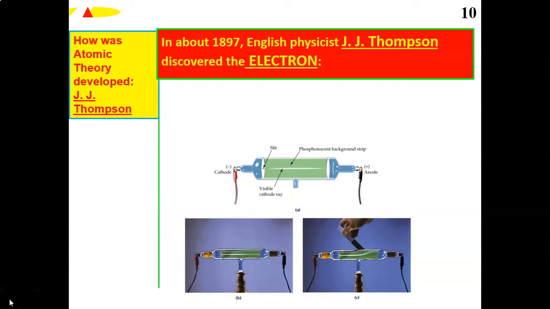All right, chemistry class, we're on to day 35. It's Tuesday, April the 14th. So we're going to cover the atom today. So how was atomic theory developed?